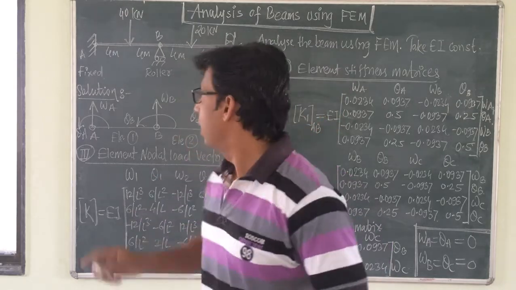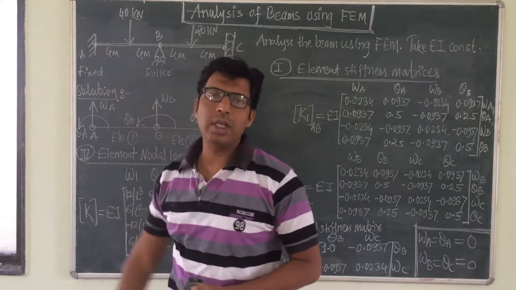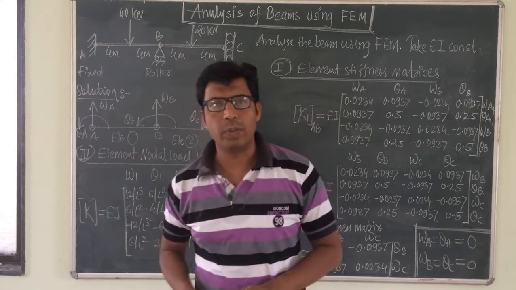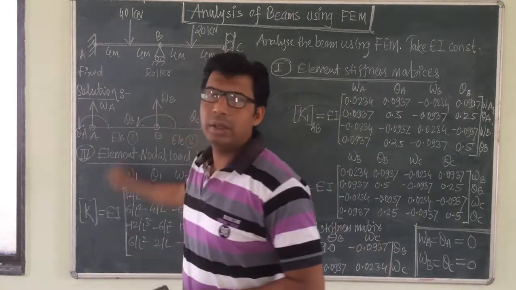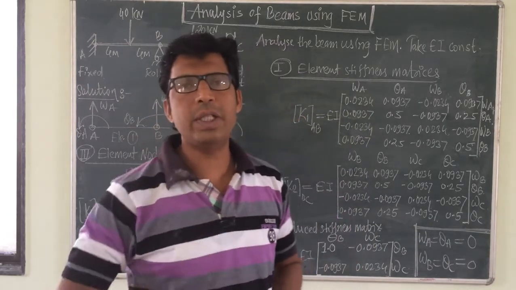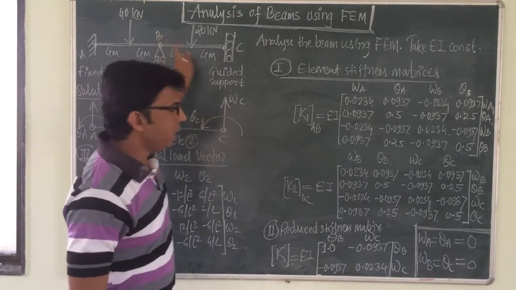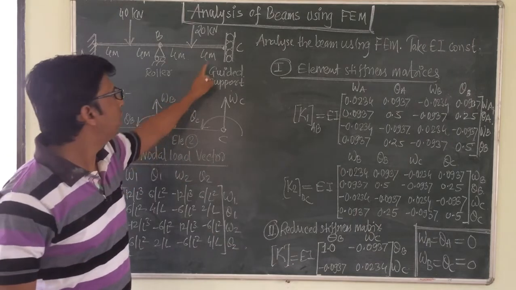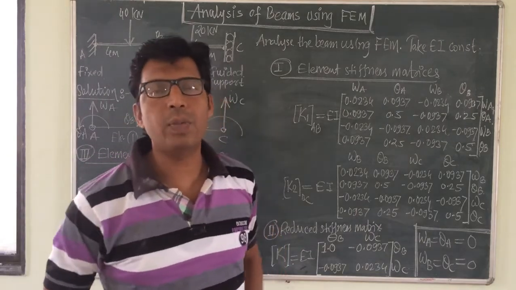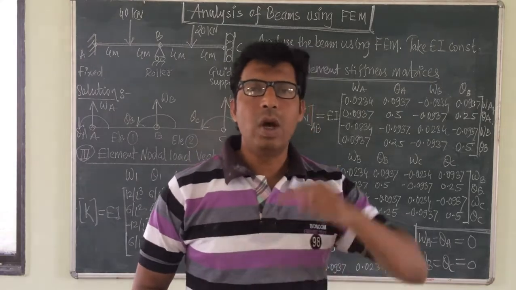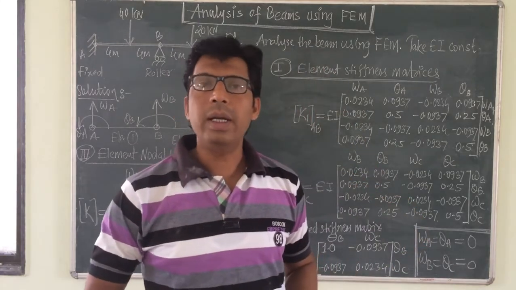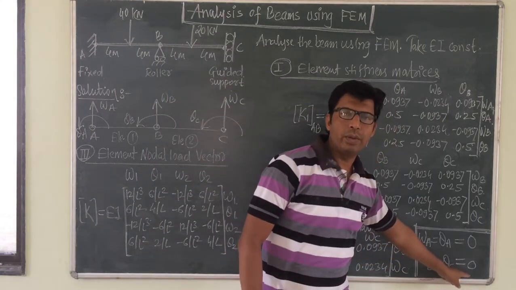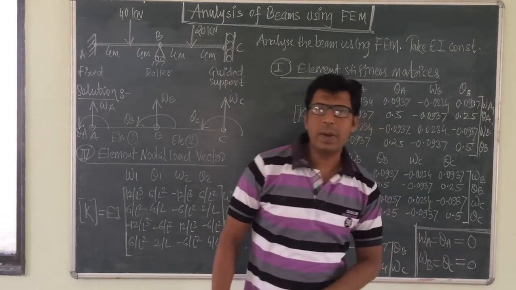Boundary conditions are, since the left support is fixed, WA and theta A are equal to 0 because of fixed support. Middle support is a roller. If it is a roller, vertical displacement is equal to 0, so WB is equal to 0. And third, on the right end, guided support is provided. Guided support means vertical displacement is allowed, but rotation is equal to 0, so theta C is equal to 0. So four displacements are 0.